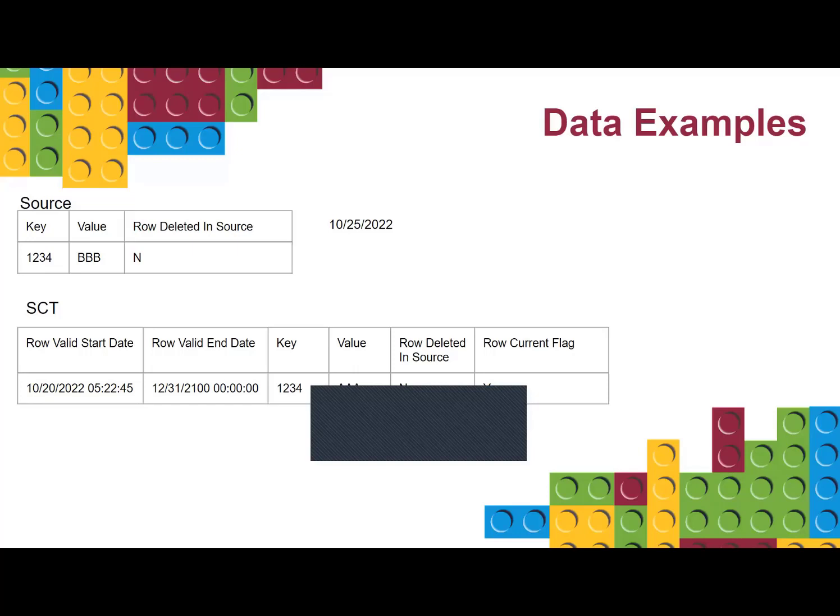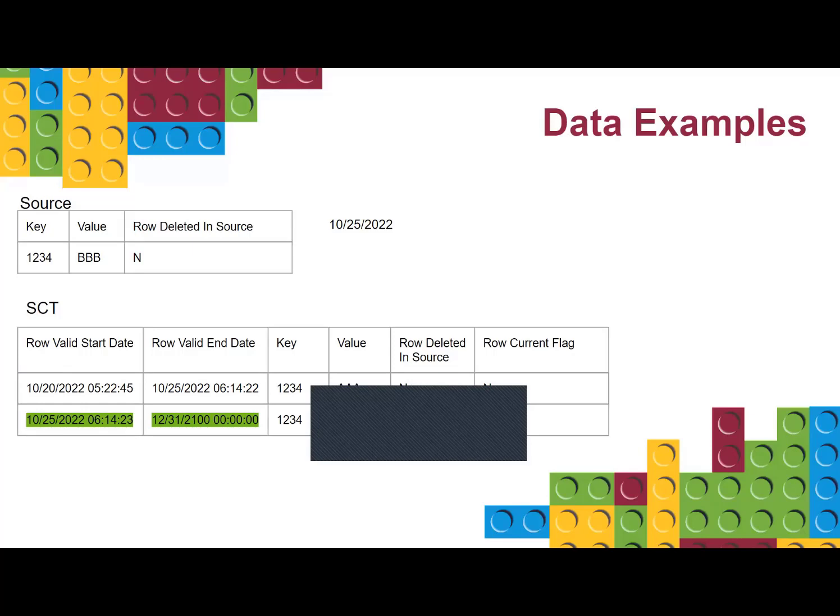So this is what your SCT looks like. You run it through your system, it identifies a change. So what it does is it marks the row current flag equal to no now, because it is no longer current. It updates the row valid end date to the date that you processed it, which is October 25th. And it adds a new row, again, with the valid start date and end date being today's date and end of time, row current flag equal to yes. So the first row's end date time is actually like 1 second before, just to make sure there's no overlap.